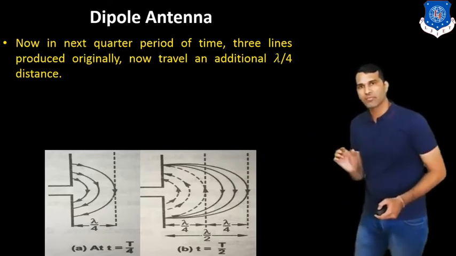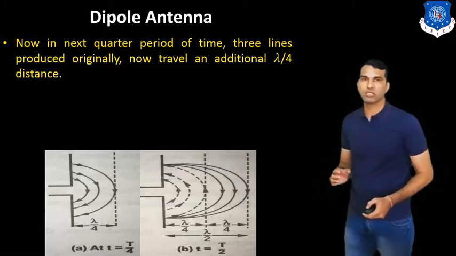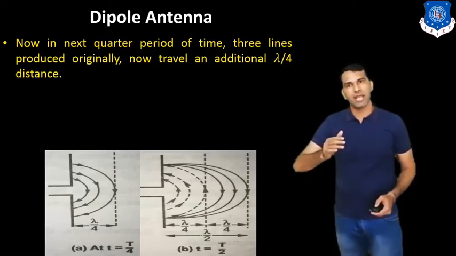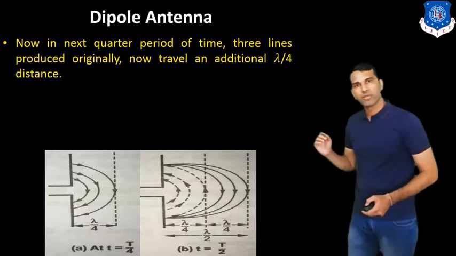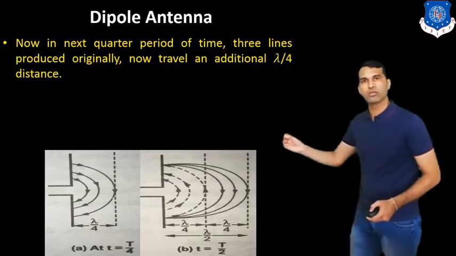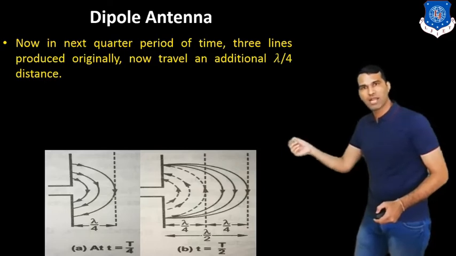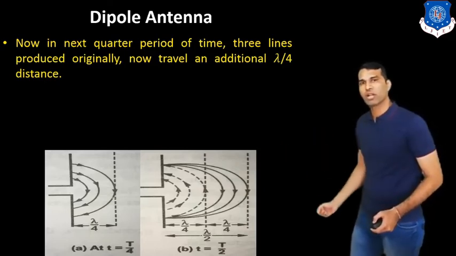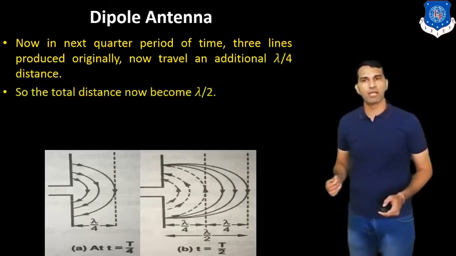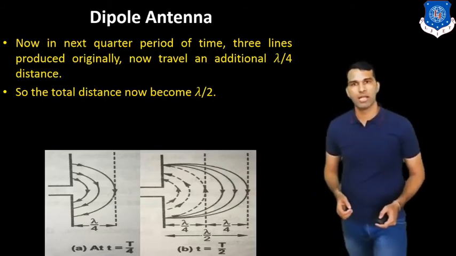In the second quarter, we can see the direction of the radiation is changed, because in the alternating current, AC, we know that the polarity is changed. So at that time the radiation mechanism is changed from the downward side to the upward side, while in the first half we discussed the upward side to the downward side, because here the polarity is changed. So the total distance now is lambda by 2, because lambda by 4 plus lambda by 4.